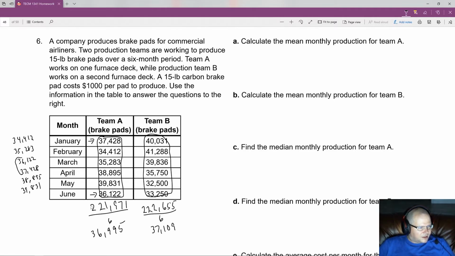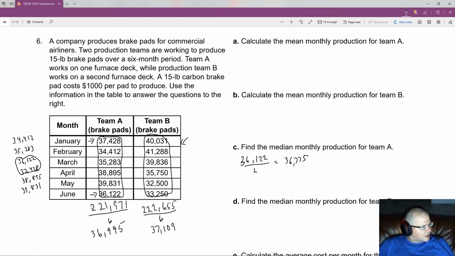Now, we have 6 numbers and I've organized them. So these 2 right here are in the middle. There's 6, so there isn't a single middle in this case. We add those together and divide by 2. So over here, 36,122 plus 37,428 divided by 2 gives me a median of 36,775.